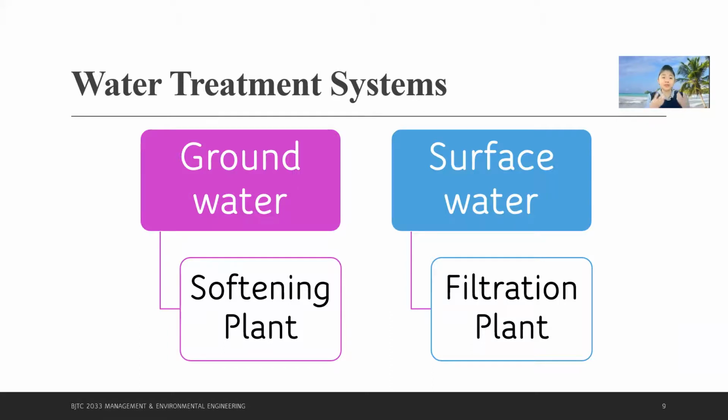And then we need to treat our water. For groundwater, because it's hard water, we need to make it soft, then only we can drink. We can only drink soft water. We cannot drink hard water. Okay, so for surface water, because it's already soft water, we only use filtration plants.